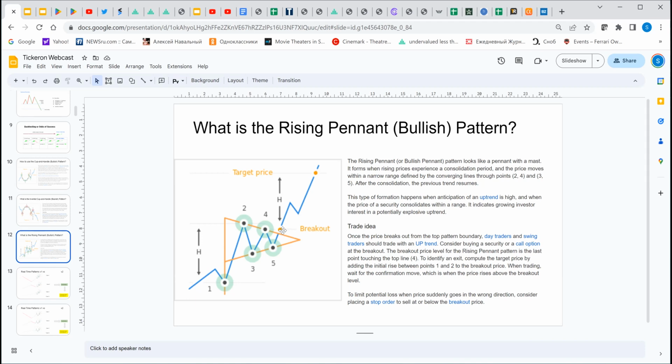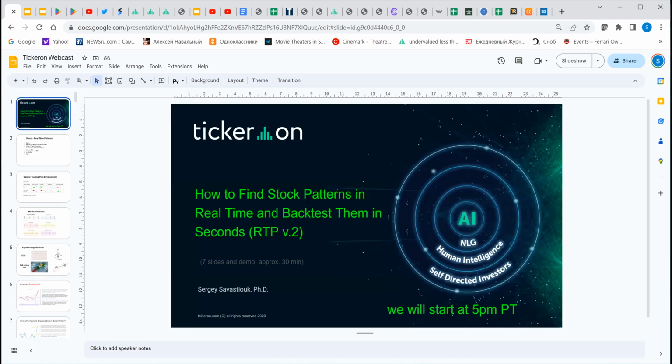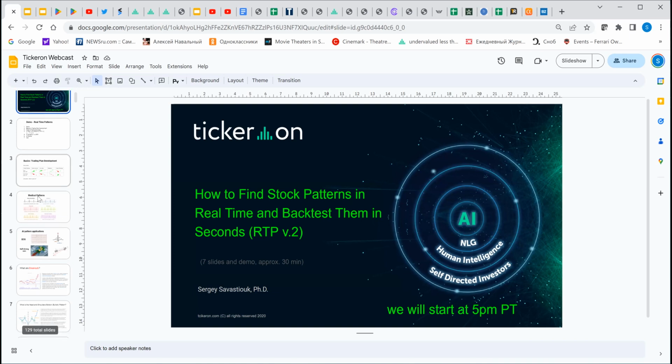So imagine the huge matrix. You have patterns, you have, let's say, 5,000 stocks, then you have 5 or more different confidence levels, and then 5 or more percentages of target prices. So it's a huge matrix to calculate. What we do is pre-calculate it. We find that in advance and then constantly update the data. So that means if I say, how to find stock patterns in real time, just use the real-time patterns. What it means by backtest in seconds is that it's pre-tested, pre-backtested, and we give you all the statistics, okay?